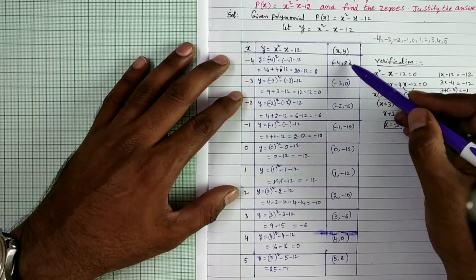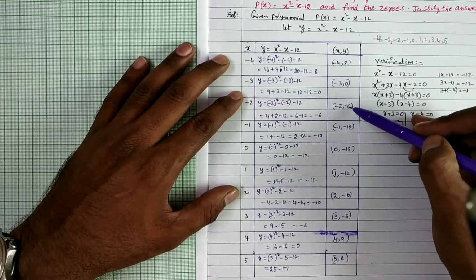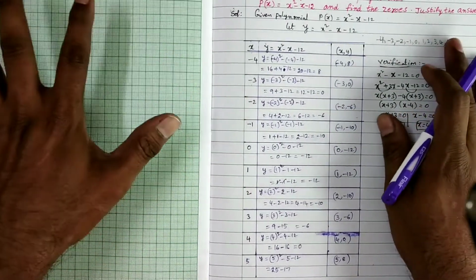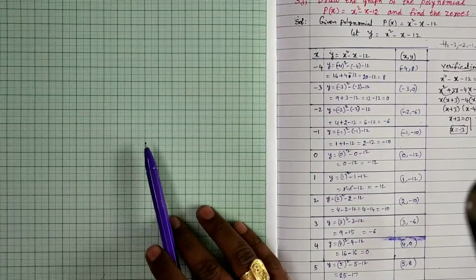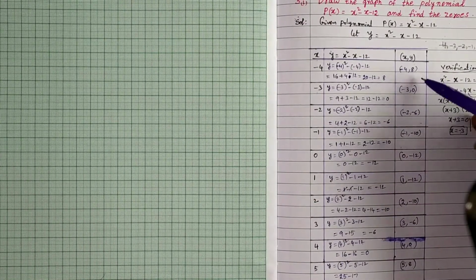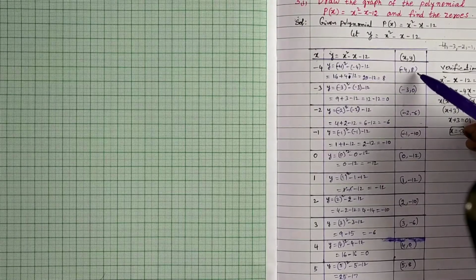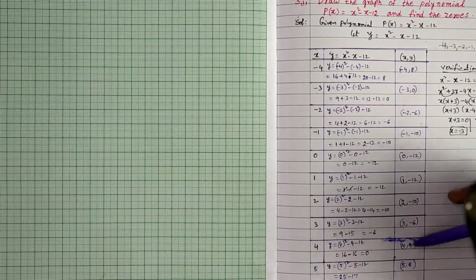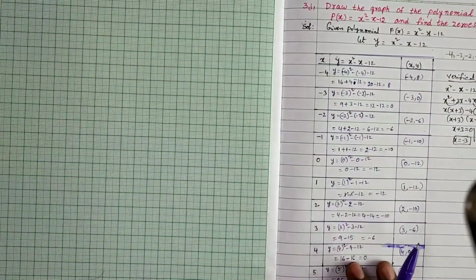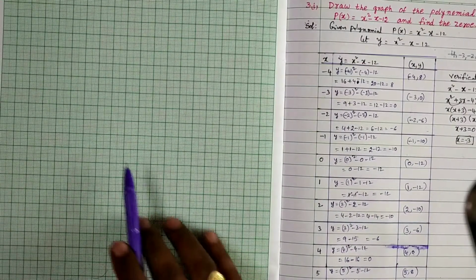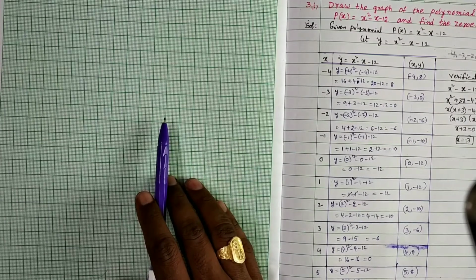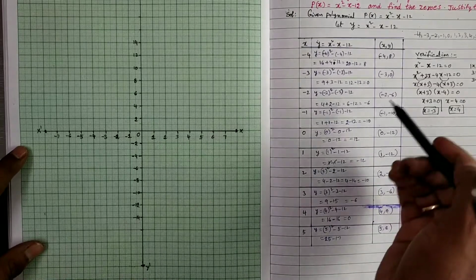But observing the y coordinates, all are even numbers: 8, 0, minus 6, minus 10, minus 12, minus 10, minus 6, 0, 8. So in this graph, take 1 centimeter as 1 unit on the x-axis and 1 centimeter as 2 units on the y-axis. Why? Because here all y coordinates are even numbers, so then we will get the graph neatly. Now we have to look at these ordered pairs.